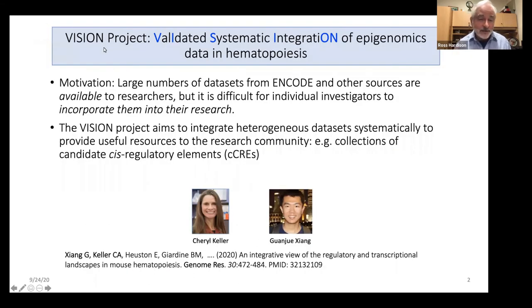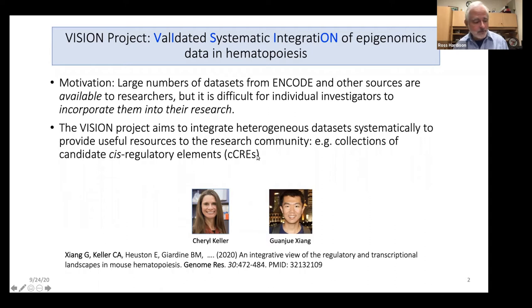The vision is actually a project. The project name comes from validated systematic integration of epigenomics data in hematopoiesis. Our motivation is that there are large numbers of data sets from ENCODE, other consortia, and lots of individual labs that are available to researchers, but it's difficult for them to effectively incorporate that information into their research. Our VISION project aims to integrate these heterogeneous data sets systematically and produce useful resources for the broader community.